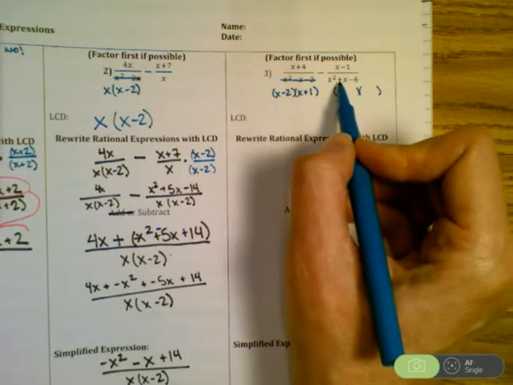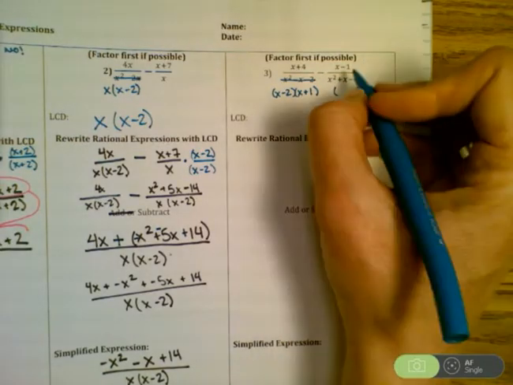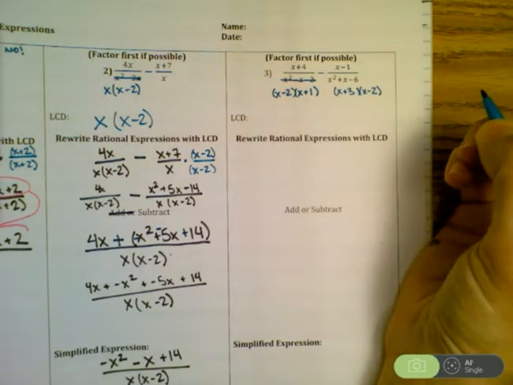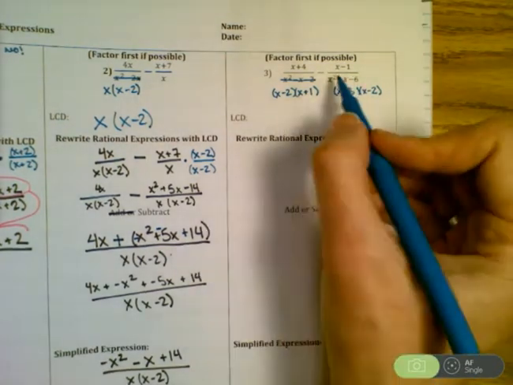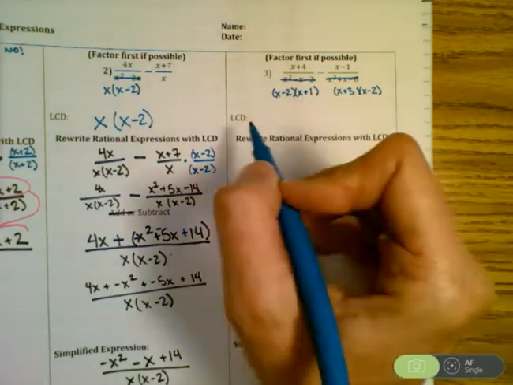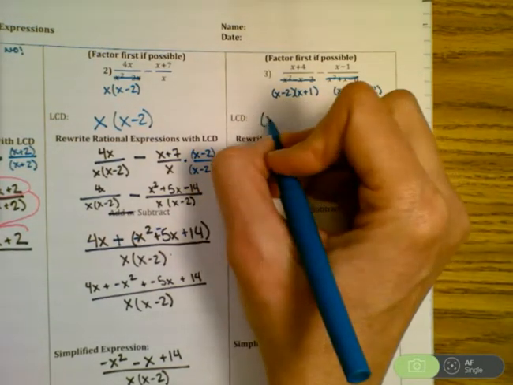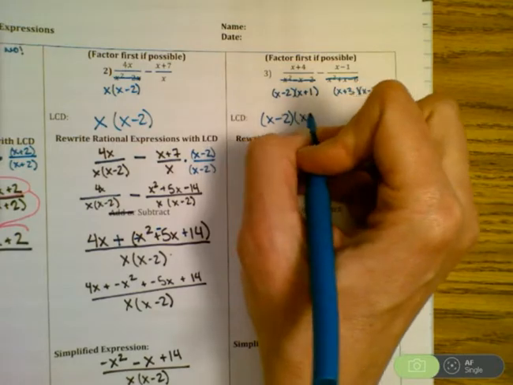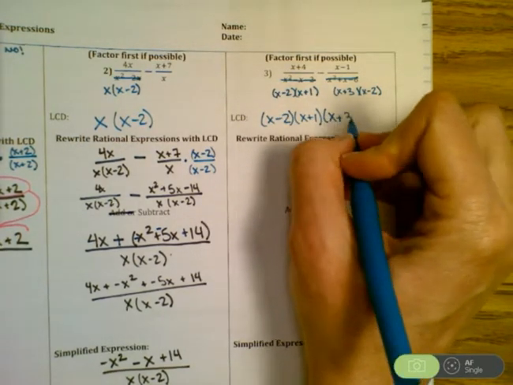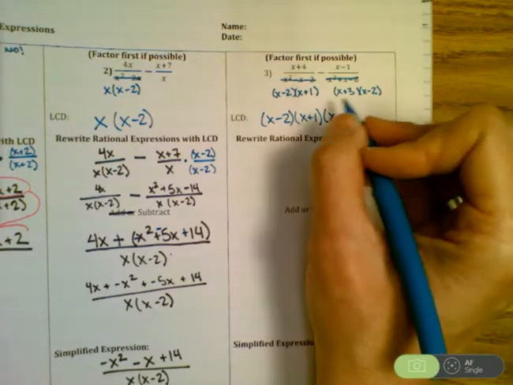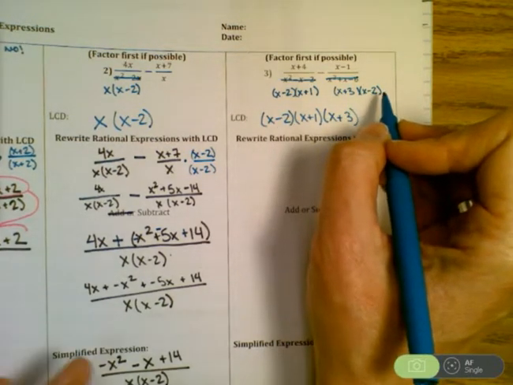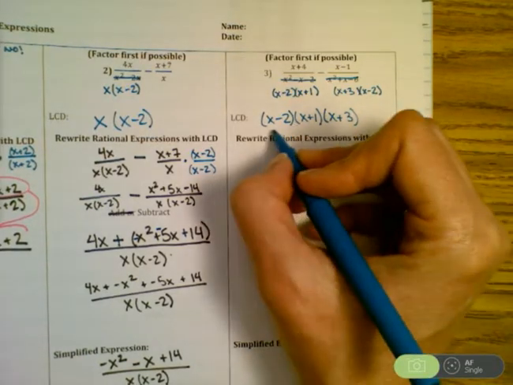Multiply to negative 6 and add to 1, so that would be x plus 3 and x minus 2. Now, again, those are going to replace my denominators as I move on. My LCD is all of my denominators put together. So x minus 2, x plus 1, x plus 3, x minus 2, but I already have x minus 2. Not going to write it again. It's only going to complicate things. So this is my LCD.